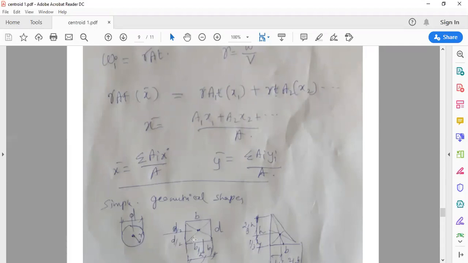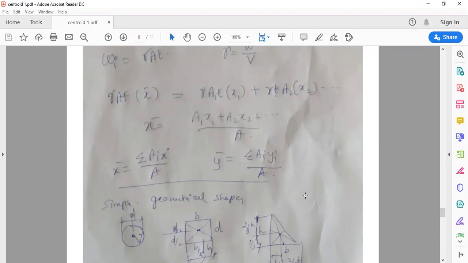In case of a rectangle having width b and depth d, the centroid lies where the two diagonals are meeting. This will be at a distance of half the depth, d by 2, and b by 2. Suppose I consider x and y axes passing through this edge, then the centroid is at b by 2 and d by 2.